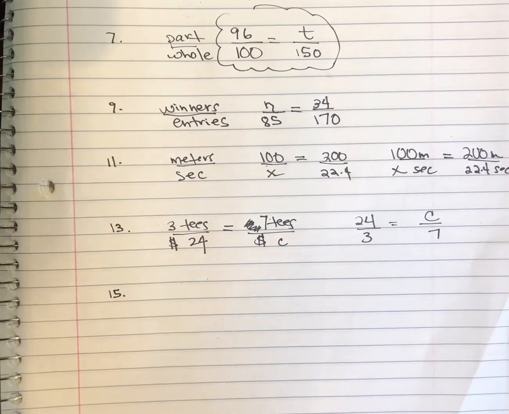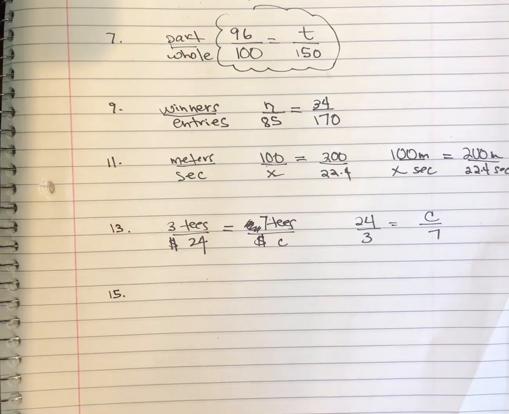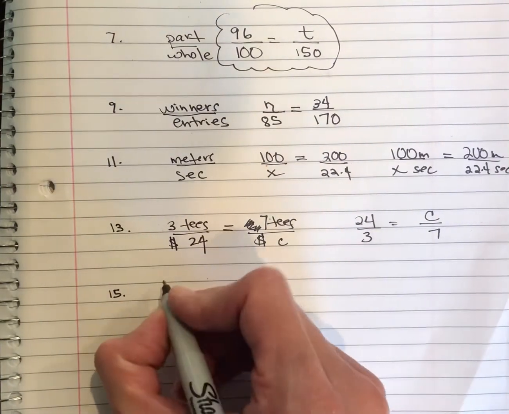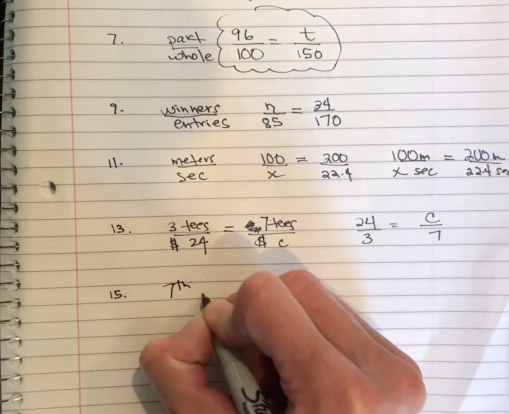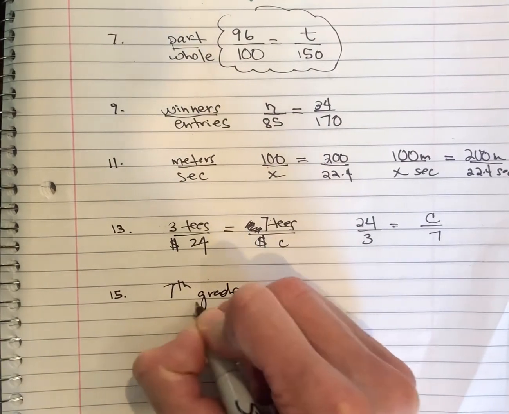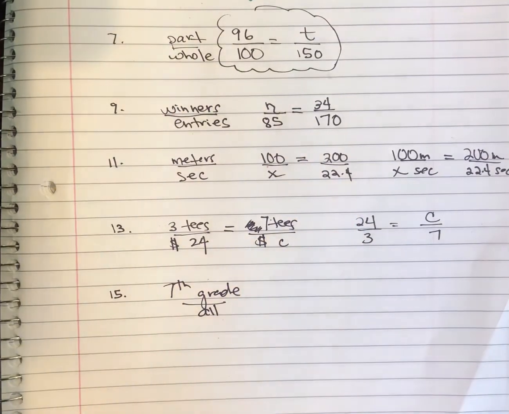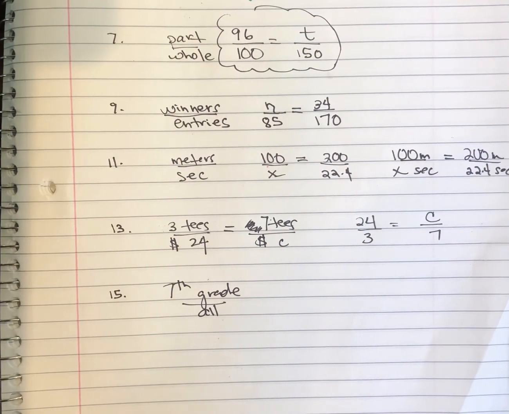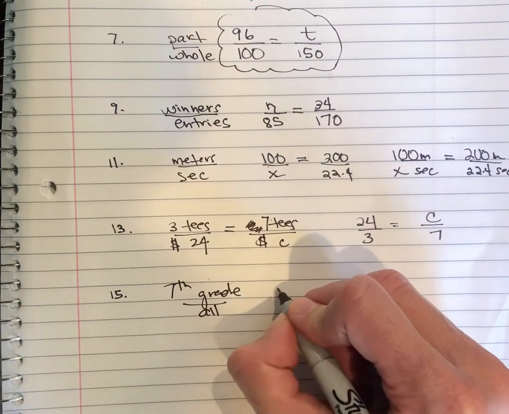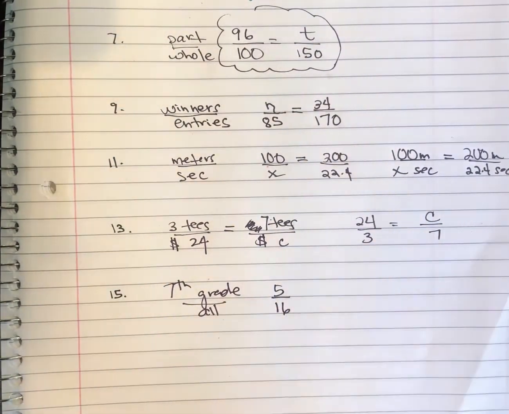Okay, so let's read through number 15. The school team, let me try to read that. The school team has 80 swimmers. The ratio of 7th grade swimmers to all the swimmers, so let me get those words down, 7th grade swimmers to all the students, is 5 to 16. Okay.